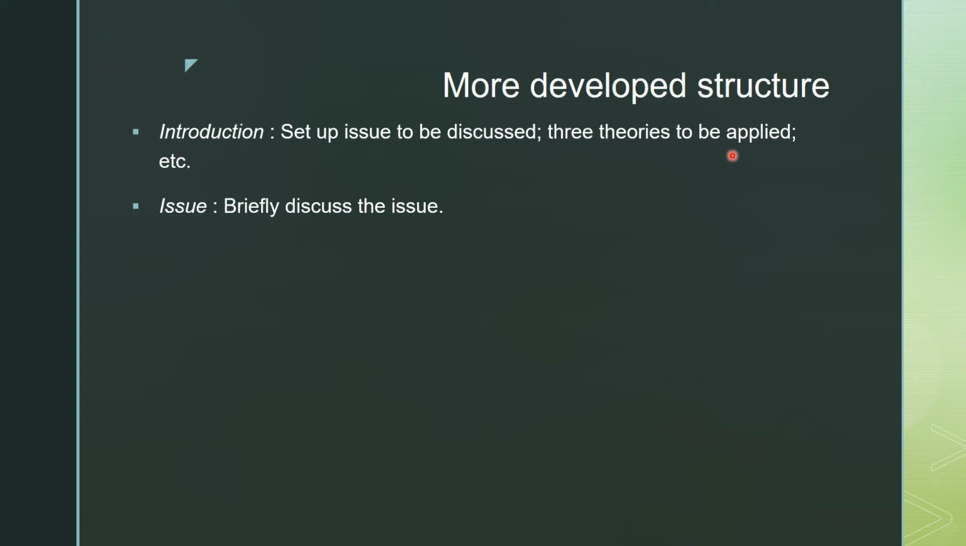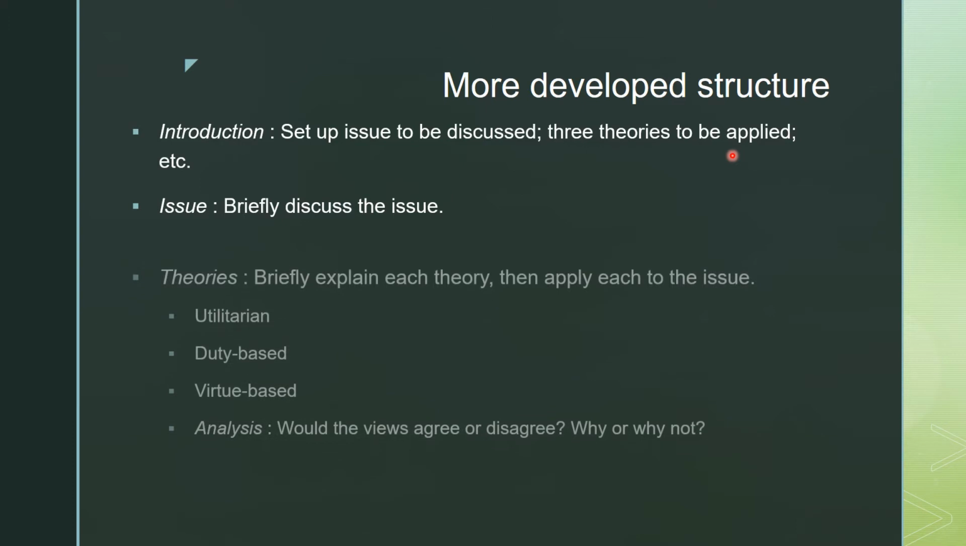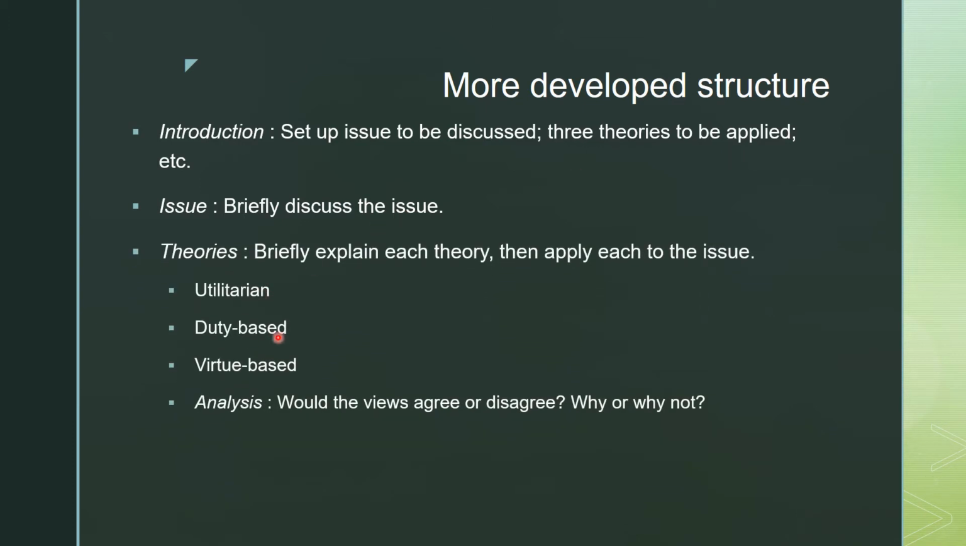And then your next paragraph, you would briefly discuss the issue. You say, well, the issue I'm going to discuss is this. It's controversial for these reasons. Some people think this, some people think that. I'm going to try to clear things up by applying these 3 major ethical theories and drawing some conclusions based on them. So then you'd have a set of 4 paragraphs at least. You may break them up into more, but you'd have one for each of the theories.